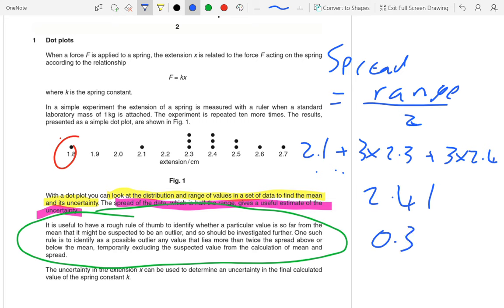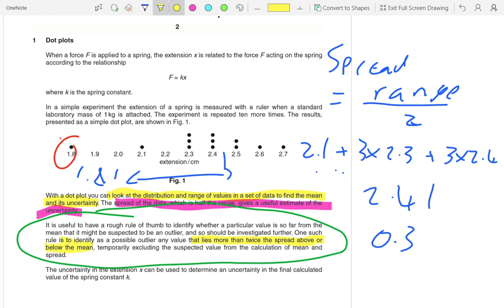So then I look at twice the spread, that's 0.6, and then if we go from 2.41 to minus 0.6, that gets us 1.81. So the 1.8 is outside of the spread of the data in this case, so it can be completely ignored. Now you might be thinking, shouldn't I do this calculation with 1.8 in first and then see? I thought that a little bit as well, but it says here about possible outlier, any value that lies more than twice the spread above or below the mean.